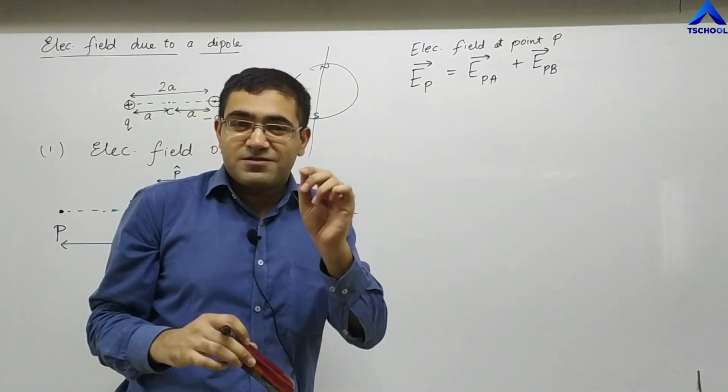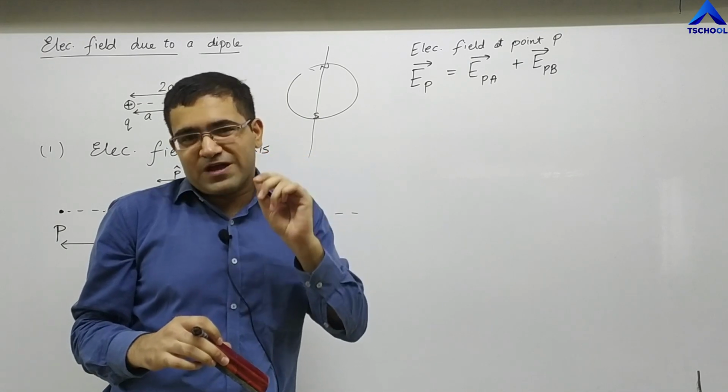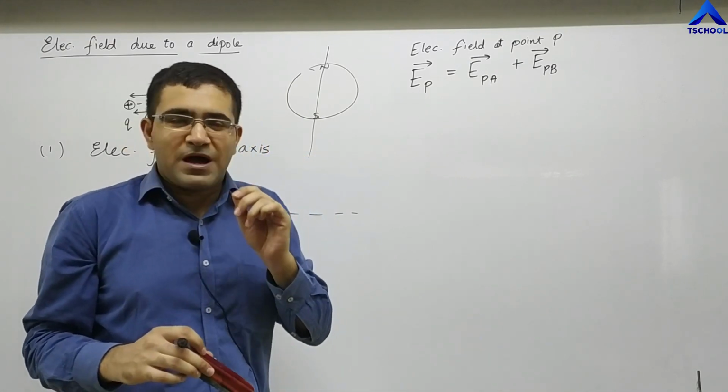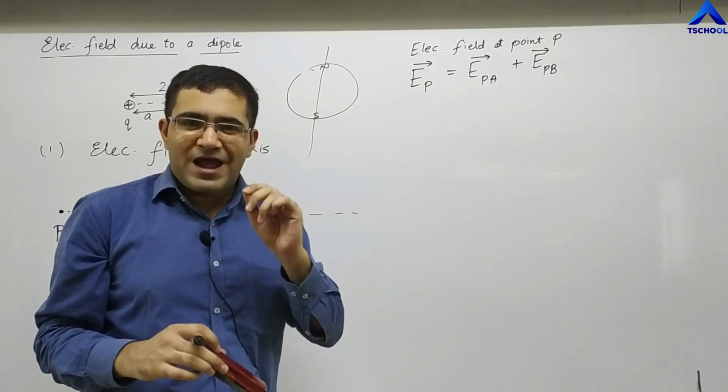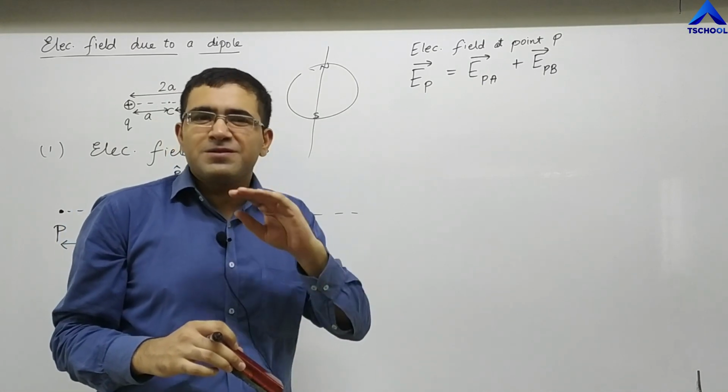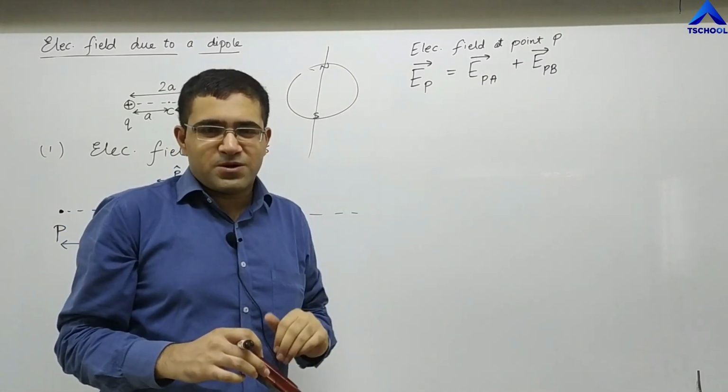Yes, that's the answer: E vector is kq by r square r hat, where r hat is a radial vector going away from that charge.